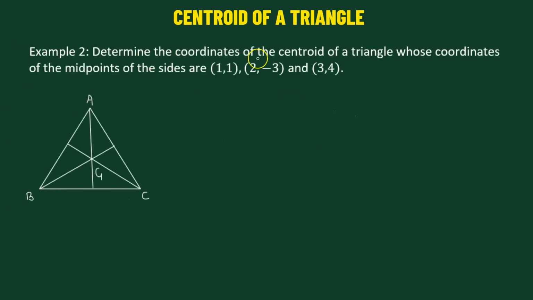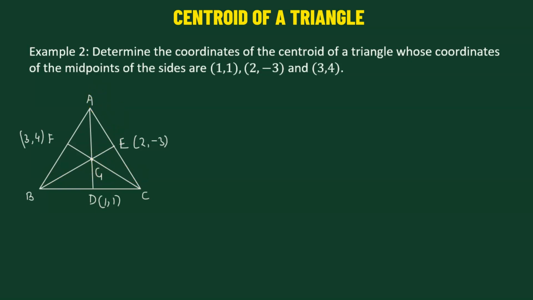So problem number 2, we need to determine the coordinates of the centroid of a triangle, and here in this case we are given the coordinates of the midpoints of the sides. So let's say we have a triangle ABC, then the midpoint of side BC we're going to denote by D, the midpoint of side AC we're going to denote by E, and the midpoint of side AB we're going to denote by F. Now the coordinates of D, E and F are given. So let's say the coordinates of D are 1, 1, coordinates of E, that's 2, negative 3. And coordinates of F, let it be 3, 4. This information is provided to us, so we need to find out the coordinates of this centroid.